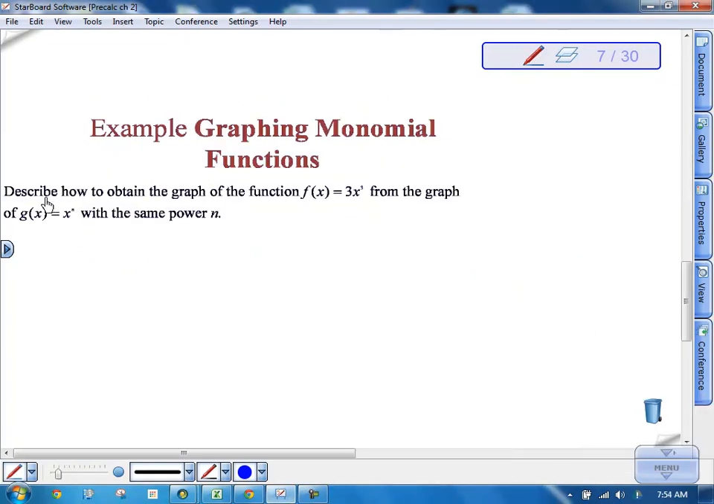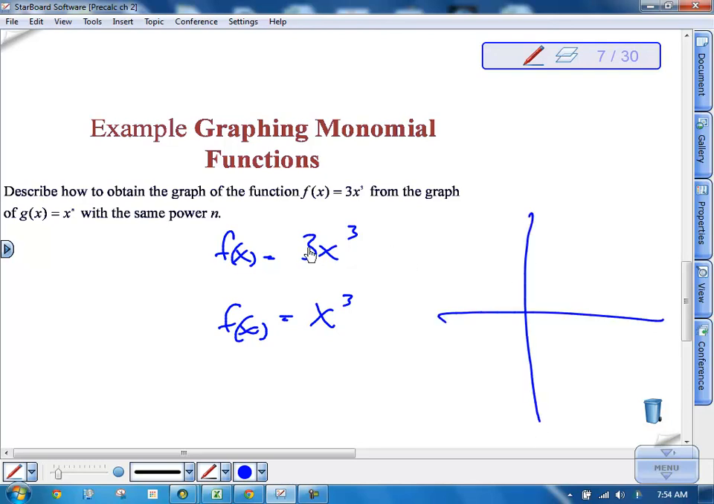Let's try another example then. It says describe how to obtain the graph of this function from the graph of this one, the same power of n. So same power of n would be, that's a 3, it's a little hard to see. But it's basically saying compare 3x to the third to x to the third, and how are they different? Okay, so the 3x to the third then is going to be a vertical stretch. That's on our formula sheet. On the formula sheet, if you divide both sides, y divided by a number bigger than 1 is a vertical stretch. So our regular cubic function looks like this. A vertical stretch then would just stretch it more vertically like that.